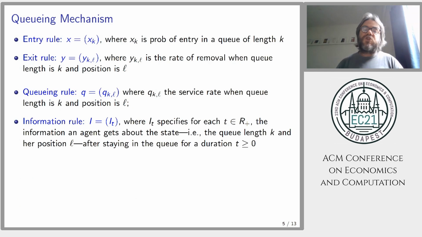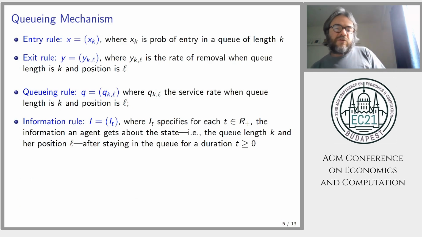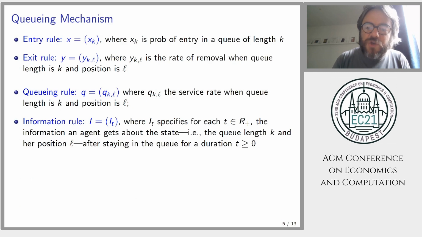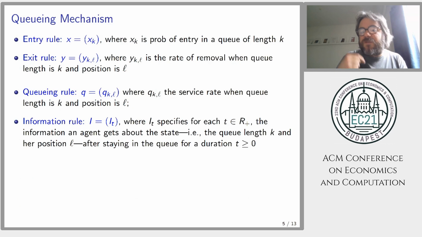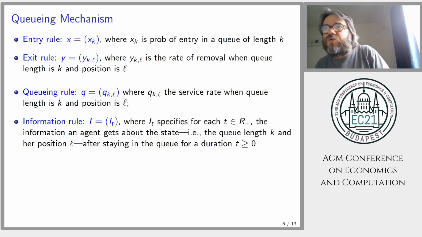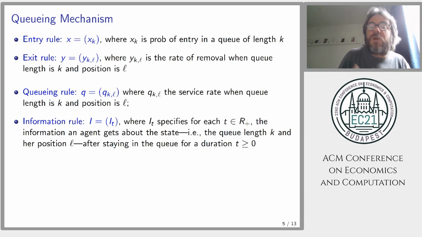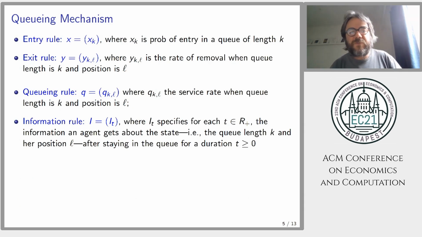And finally, the information rule is simply going to describe the information that agents get on the state at each point in time. In particular, it's a collection of It for each t positive. And so It is going to specify the information that an agent gets after he has waited for a period of time of t in the queue. And the information he gets is going to be on the state, and what we call a state is simply the queue length and his position in the queue. And so he will care about this state in order to compute his residual waiting time before getting served.